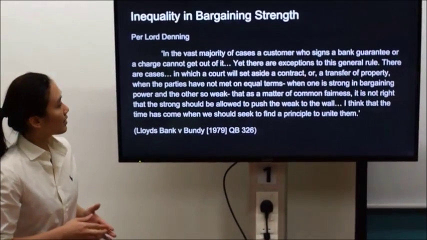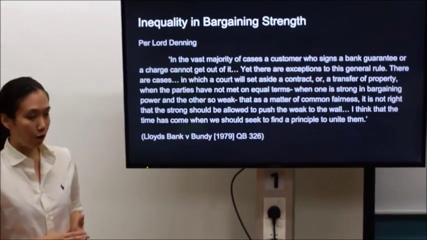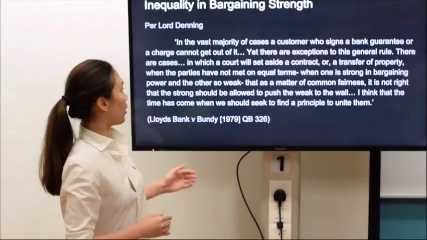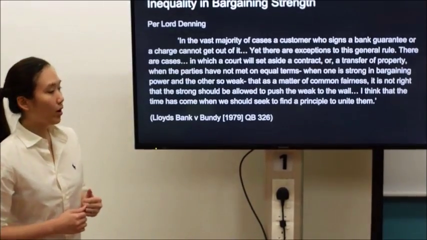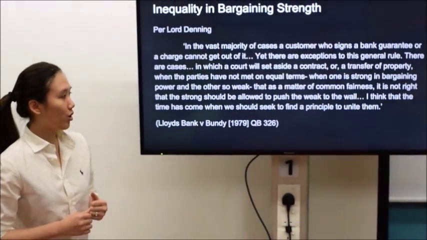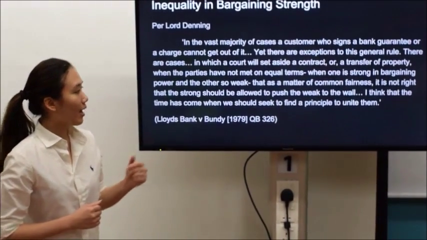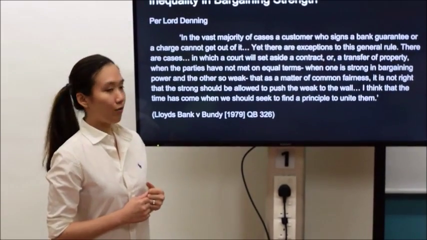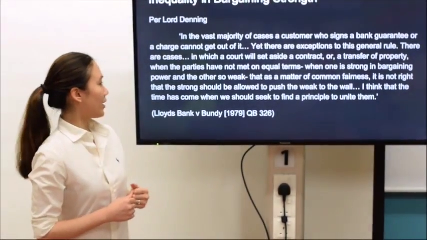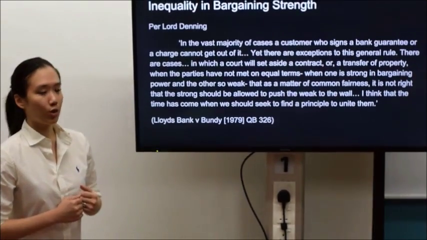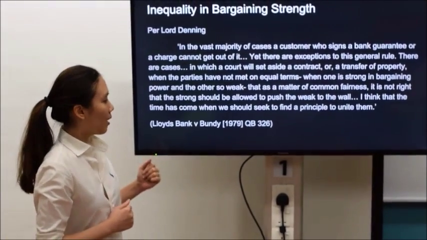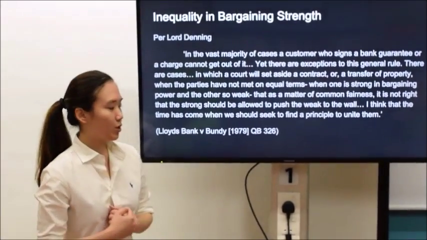There are cases in which a court will set aside a contract or a transfer of property when the parties have not met on equal terms. When one is strong in bargaining power and the other so weak that as a matter of common fairness, it is not right that the strong should be allowed to push the weak to the wall. I think that the time has come when we should seek to find a principle to unite them.